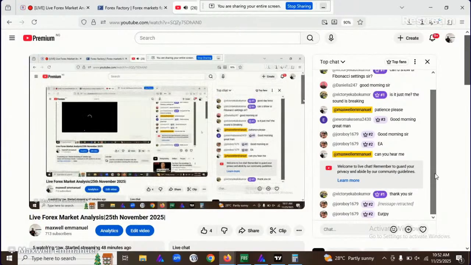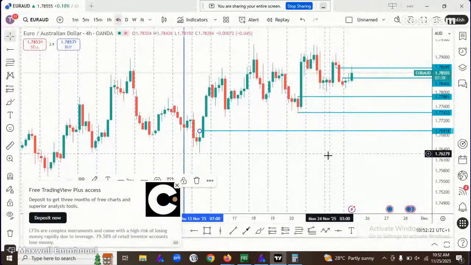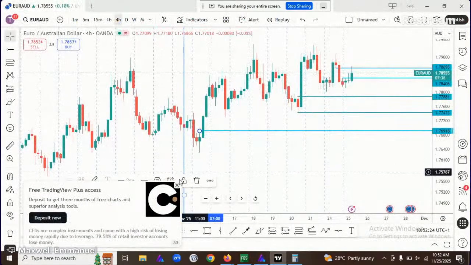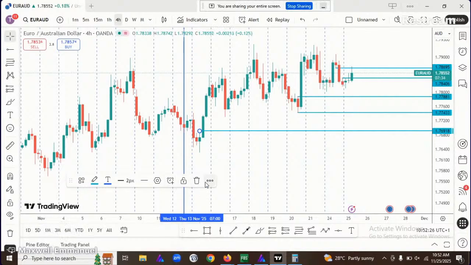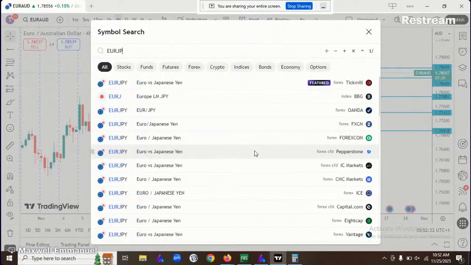Euro JPY, okay. It's the same for Euro JPY and GBPJPY. They are positively correlated. So if you're looking for buy on GJ, then Euro JPY should be bullish too.